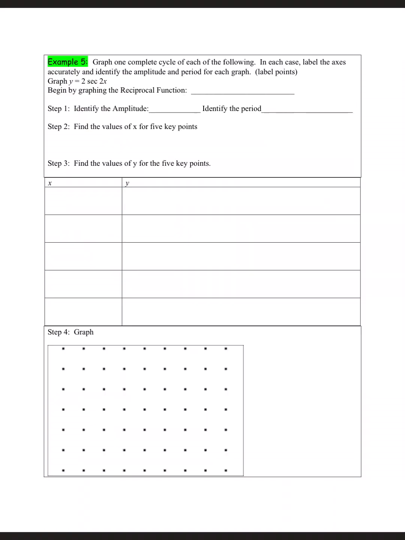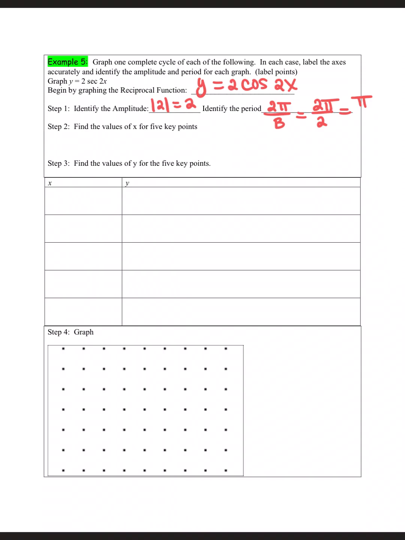So we're going to graph y equals 2 secant of 2x. So first we're going to begin by graphing the reciprocal function, which is y equals 2 cosine of 2x. So now I'm working it like it's a cosine function. So we have the amplitude is the absolute value of 2, which is 2. We're going to identify the period, which is always going to be 2 pi divided by b. In this case, b is 2, so 2 pi over 2 is pi. There's no phase shift here.